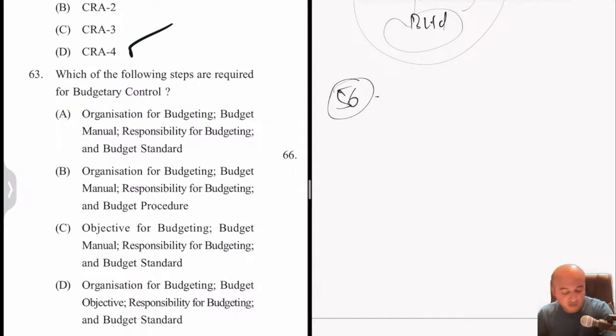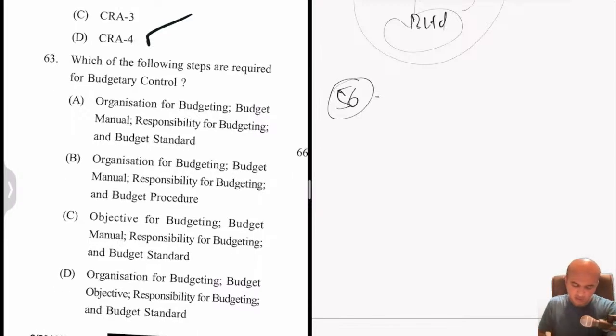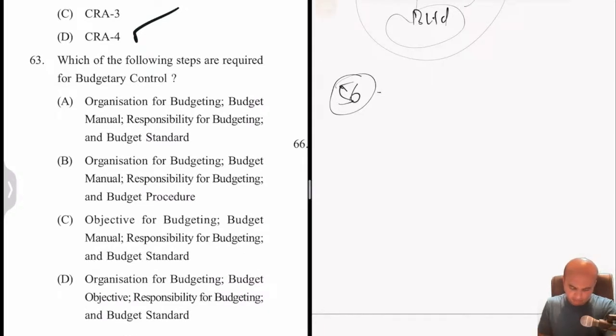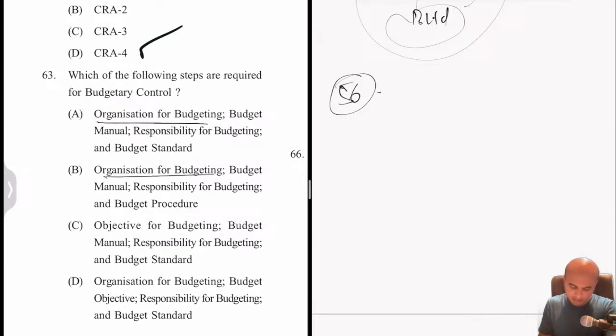Moving on. Which of the following steps are required for budgetary control? Organization for budgeting, budget manual, responsibility for budgeting, and budget procedure. Sorry, budget standard. Very little difference is there between all this. Organization for budgeting is common in options A, B and D. Budget manual is there in options A and B. Responsibility for budgeting is there in both cases. Budget standard is there, budget procedure is there. Now in this case, budget procedure is very important, so we'll have to choose option B here.